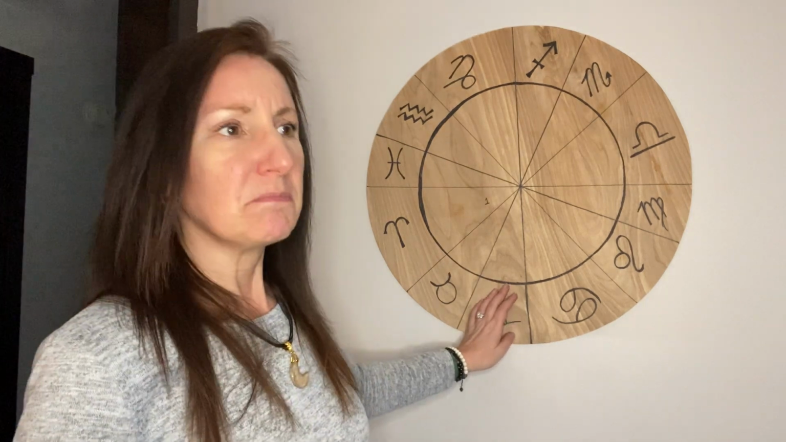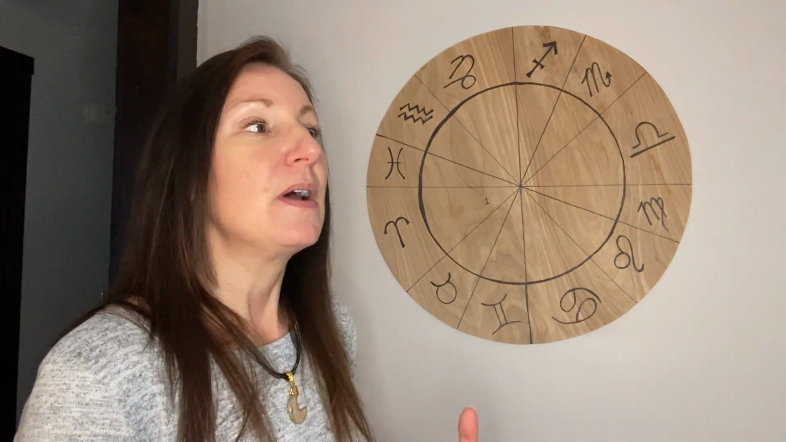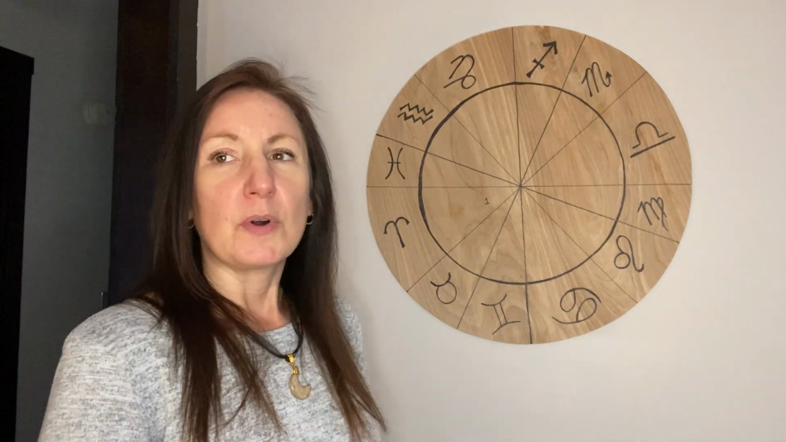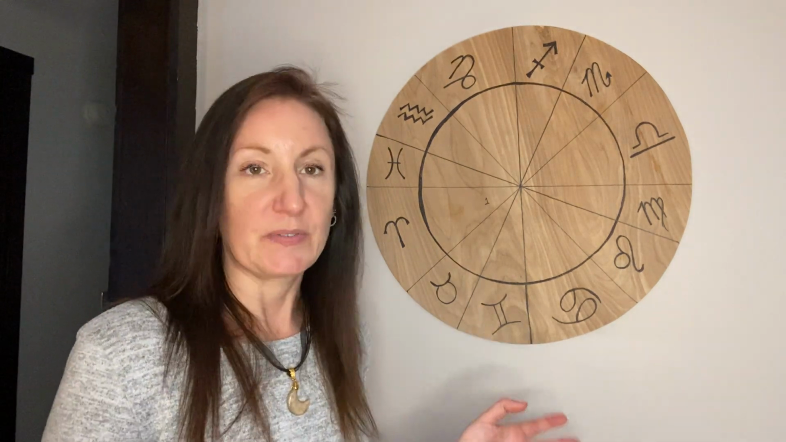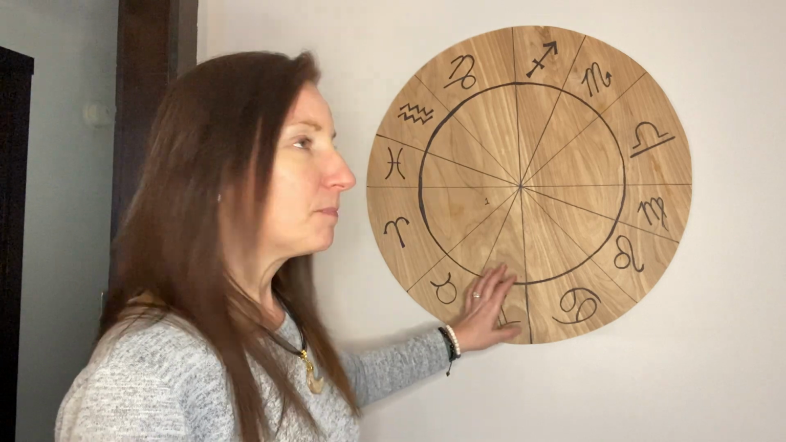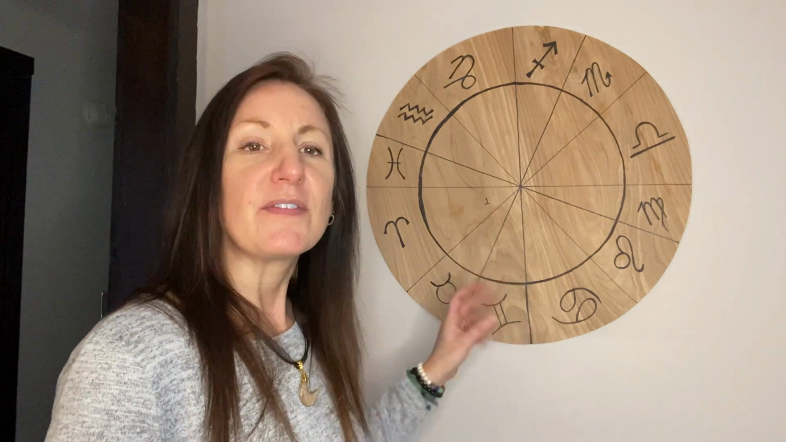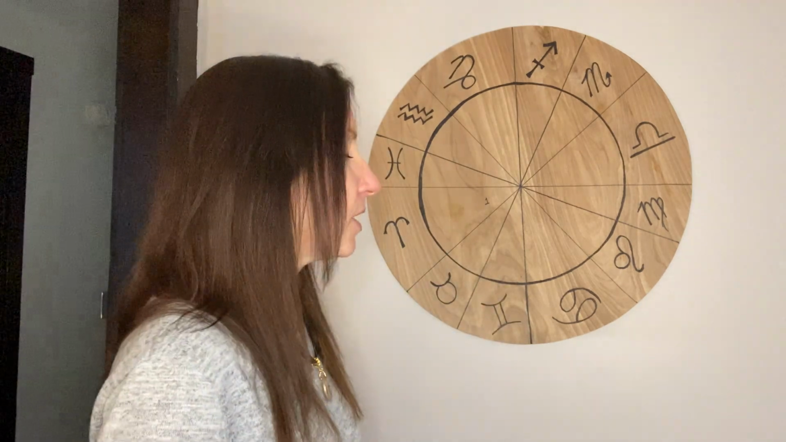So the third house, just like Gemini, is about communications. It's about the people close to you, your siblings, maybe your close online friends, your Facebook friends, something like that. People that you see in your everyday life and that are close to you, close acquaintances.